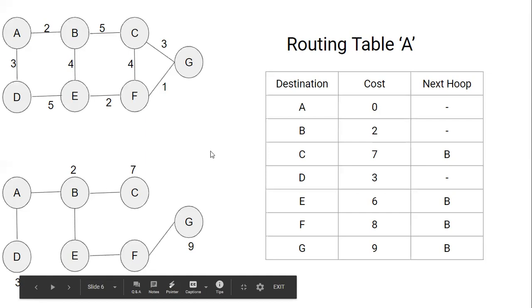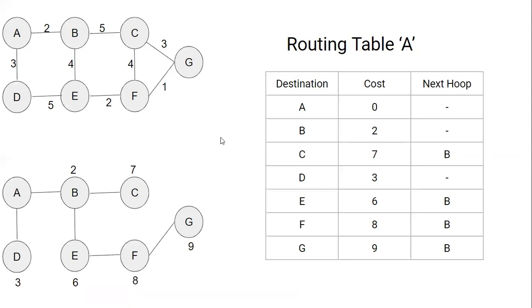Okay, now we have completed A, B, C, D, E, F. Now we have to travel with the G. How many ways are there to travel from A to G? There are two ways. One is A, B, E, F, G or A, B, C, G.